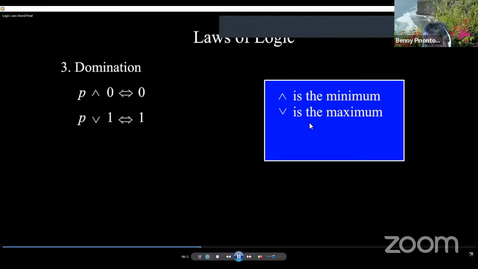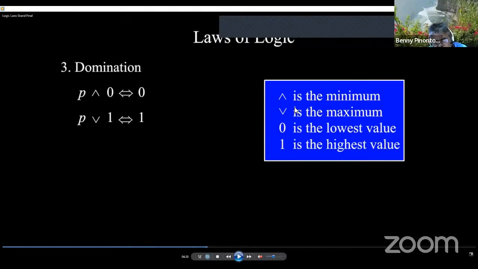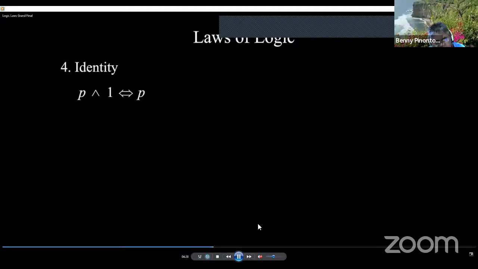So this is the minimum and that's the maximum. We know this already. Because n is the minimum, whatever you put there, 0 is always the lowest. And or is the maximum, whatever you put there, 1 is always the highest. It doesn't matter what the value is. If you put or 1, then it's just going to be 1.